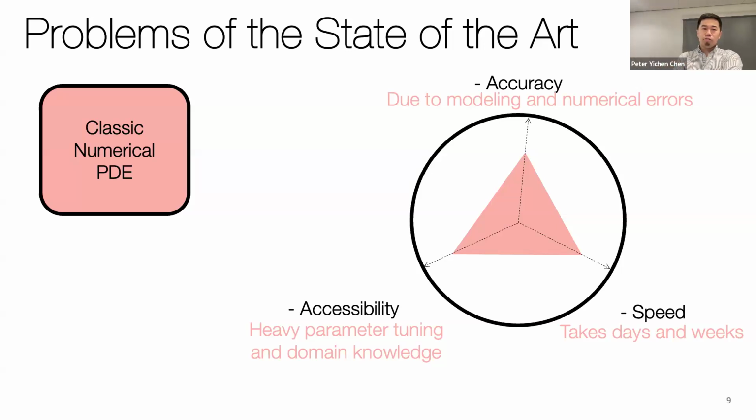But I will argue that in practice, another thing is what I call accessibility, which means running this simulation often involves heavy parameter tuning. Grad students and engineers try to tune these parameters, and it requires very deep domain knowledge for someone to actually run these simulations. So they're not easy to run. So there's this accessibility challenge.